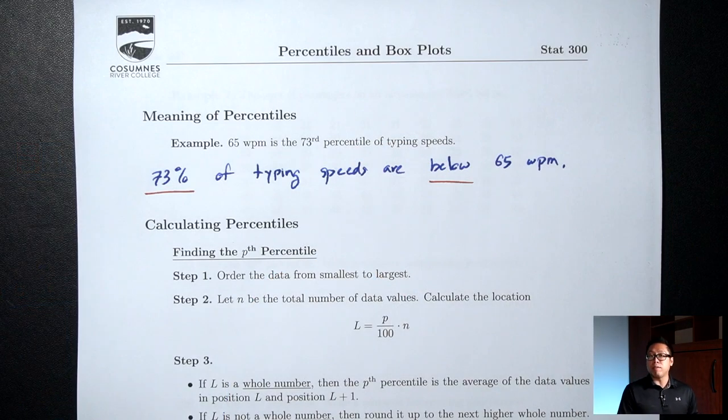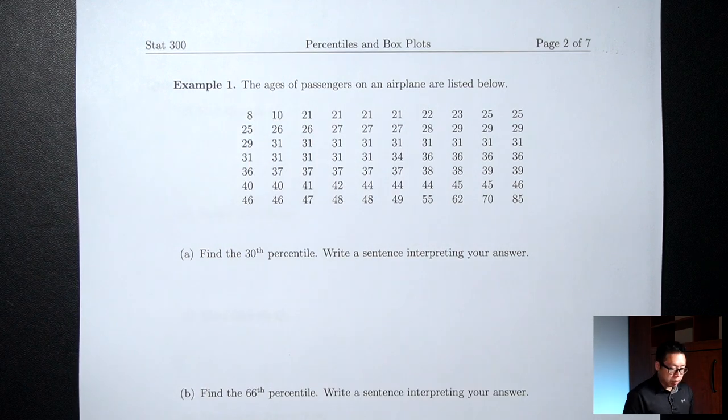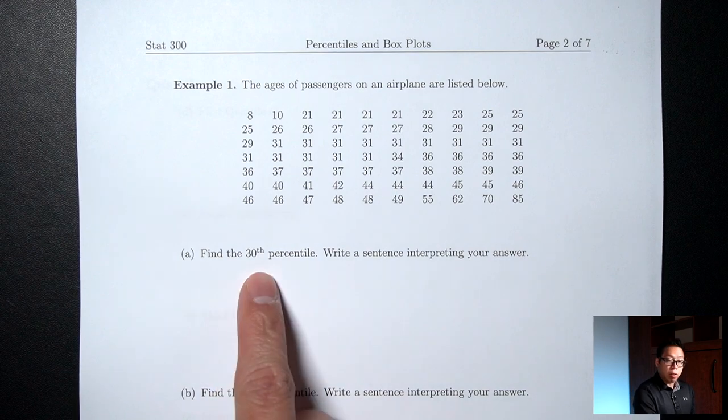On the rest of this page, I have the directions for how to calculate percentiles. Let me jump to example one and come back to this page when we actually need it. Example one, here we have the ages of passengers on an airplane. Part A says find the 30th percentile.